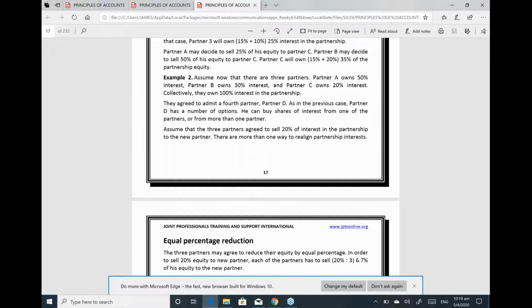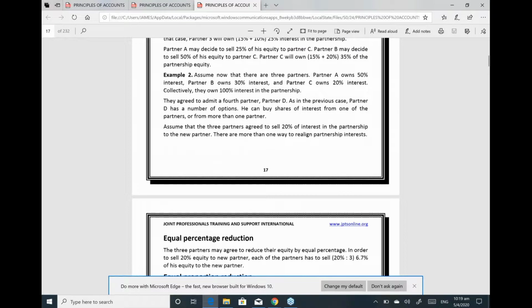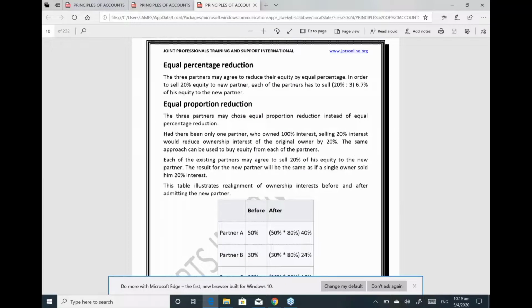As in the previous case, the new partner has a number of options. He can buy shares of interest from one of the partners or from more than one partner. Assume that the 3 partners agree to sell 20% of interest in the partnership to the new partner. There is more than one way to align partnership interests. So let's look at equal percentage reduction. The 3 partners may agree to reduce their equity by equal percentage.